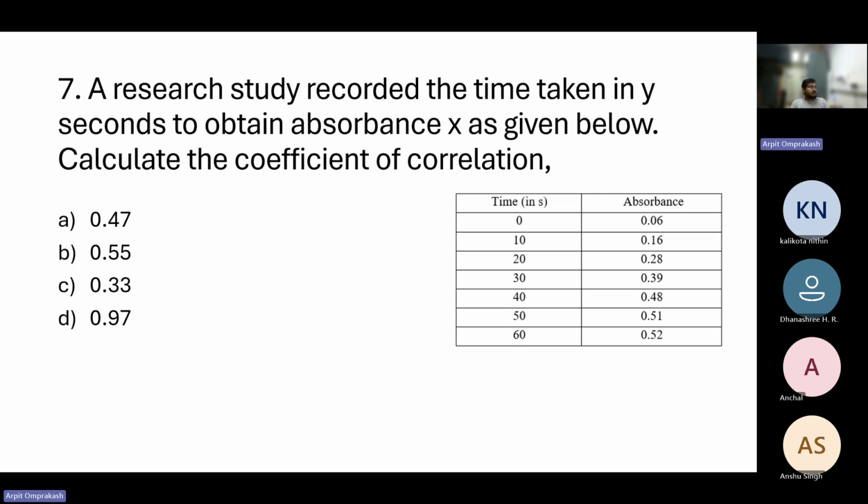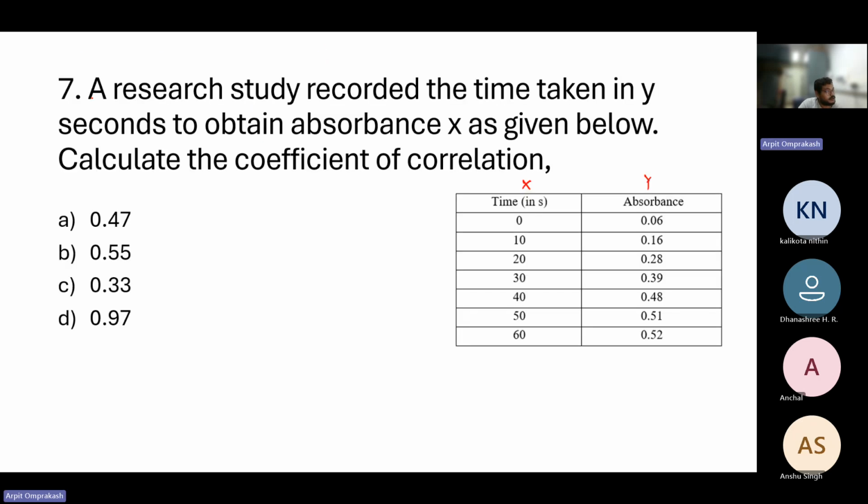So the next question is, a research study recorded the time taken in y seconds to obtain absorbance x as given below. Calculate the coefficient of correlation. Again, we are given some data. We'll take in this case X as time and Y will be absorbance. So what we have here is basically Xi, Yi, and to calculate the correlation coefficient, we need Xi, Yi, we need Xi square, and we need Yi square. Right. So 0 to 60.